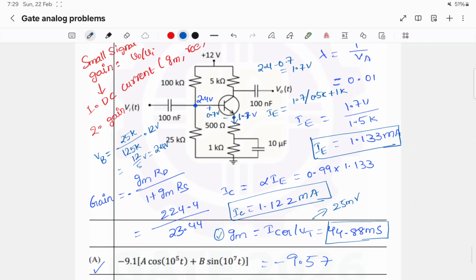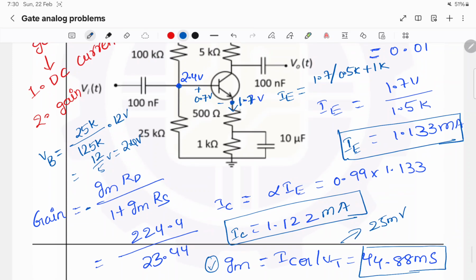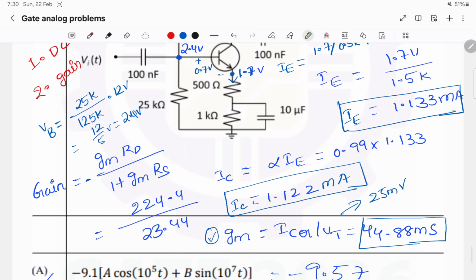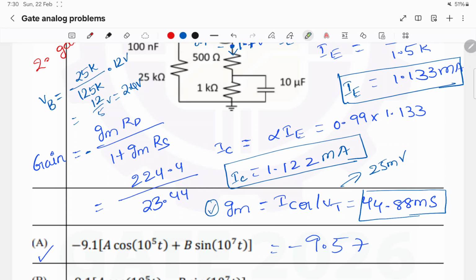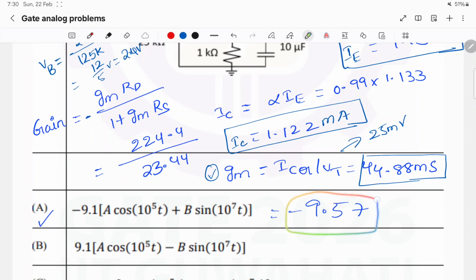So the small signal gain of this is minus GMRD by 1 plus GMRS. If the capacitor was at this node, from this node to ground, the gain would be simply minus GMRD. But here the bypass capacitor is connected to the 1 kilo ohm resistor. Because of that, this 500 ohm resistor will contribute to the gain. It will decrease the gain by a factor of 1 plus GMRS. This is standard. So the gain is minus GMRD by 1 plus GMRS. We know GM, we know RD, and RS is given. If we calculate this, the gain will come out to be minus 9.57.